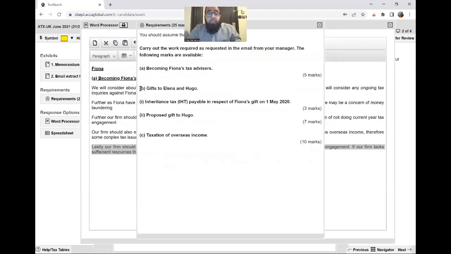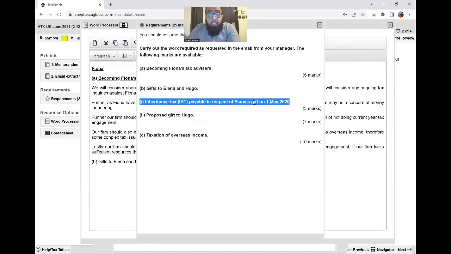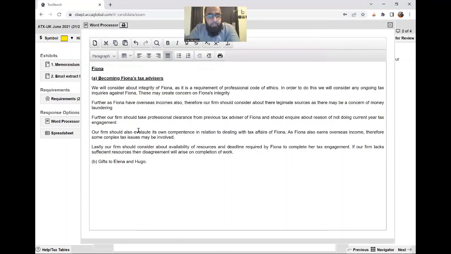That was gifts to Elena and Hugo, which is part B. We haven't read the email yet, I'm just copying and pasting the requirement. Part 1 is inheritance tax payable in respect of Fiona's gift, which is 3 marks. The 3 marks should be an easy one. Just copy and paste the requirements so that it is easy for the examiner to check my paper.